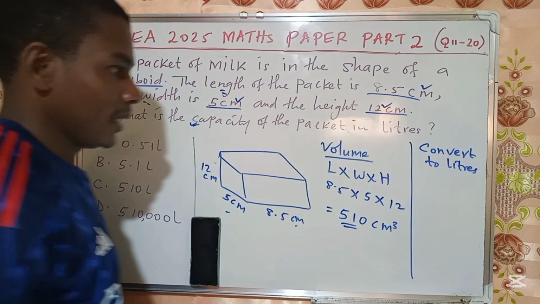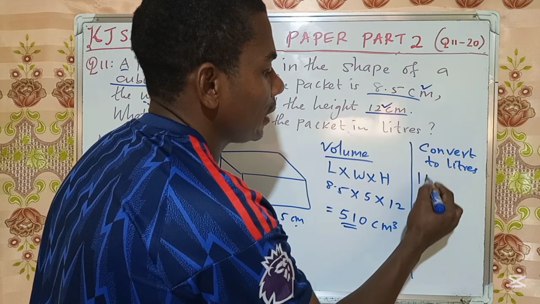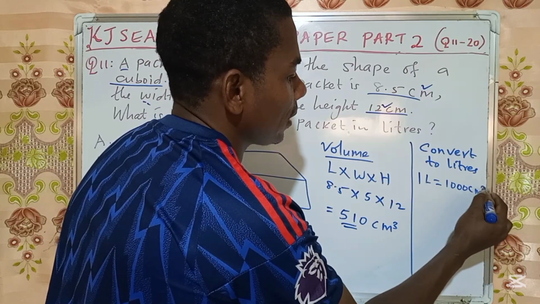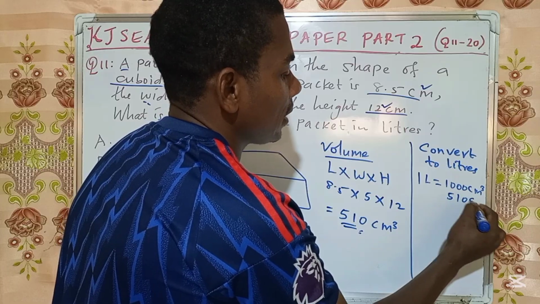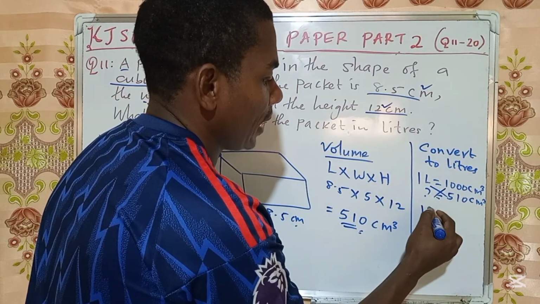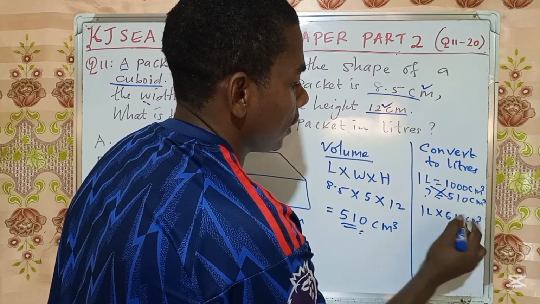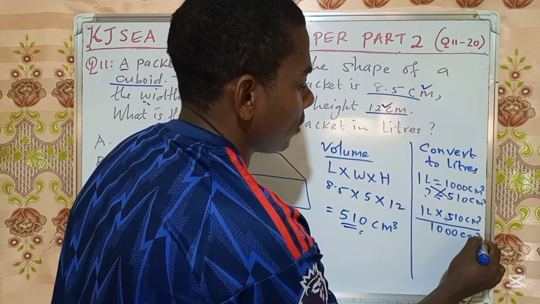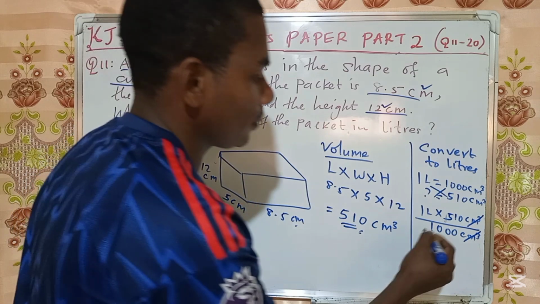into liters. So how do we convert into liters? You should know that 1 liter is equivalent to 1000 centimeters cubic. Now you have 510 centimeters cubic. Cross multiply: 1 liter times 510 centimeters cubic divided by 1000 centimeters cubic. Centimeters and centimeters remove one another.